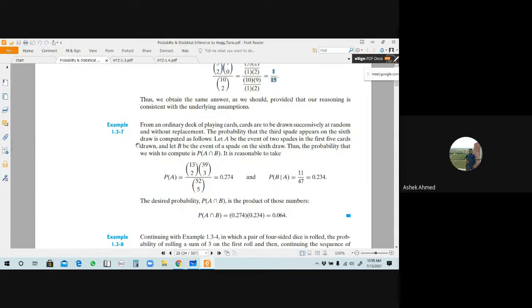Now I will discuss the example number 7. This is very important problem here. Tell me, from an ordinary deck of playing cards, cards are to be drawn successively at random and without replacement. The probability that the third spade appears on sixth draw is computed as follows.